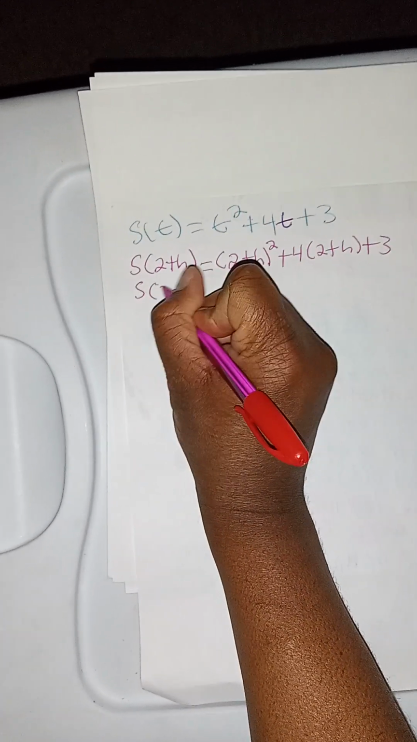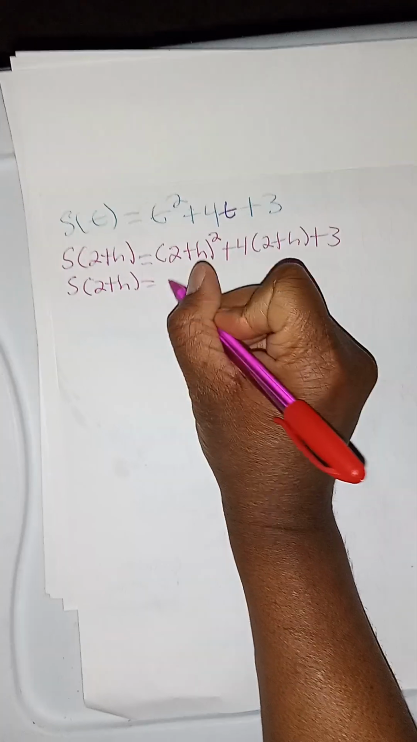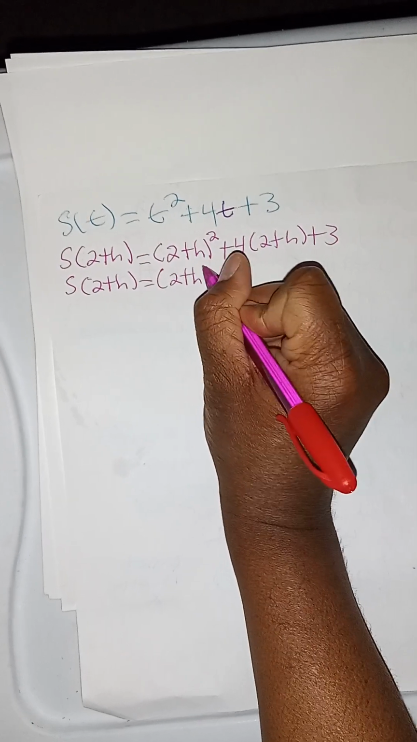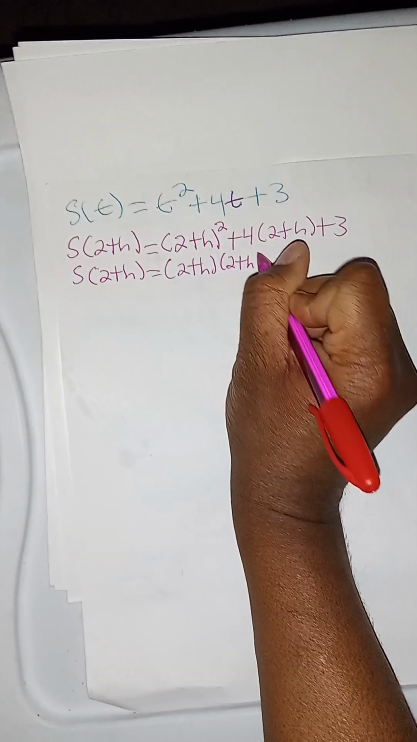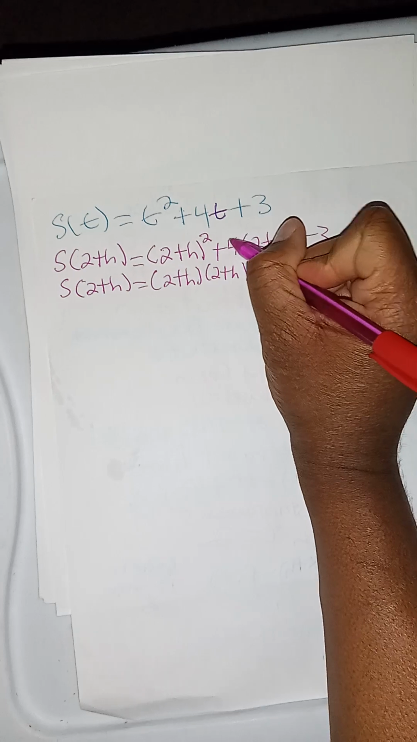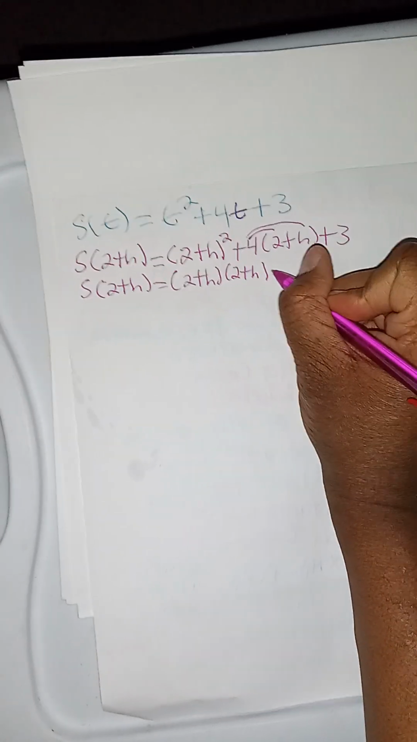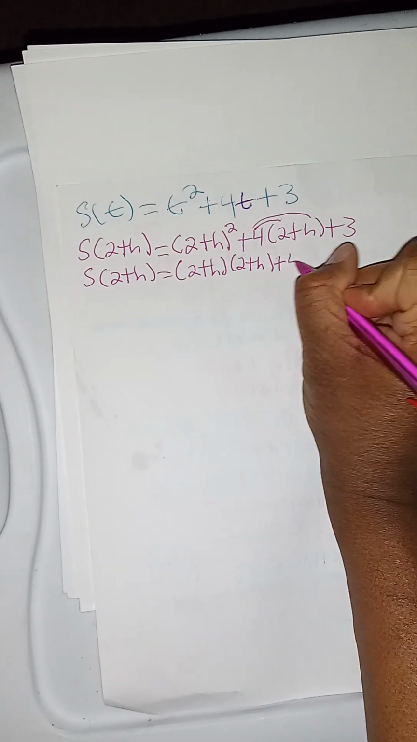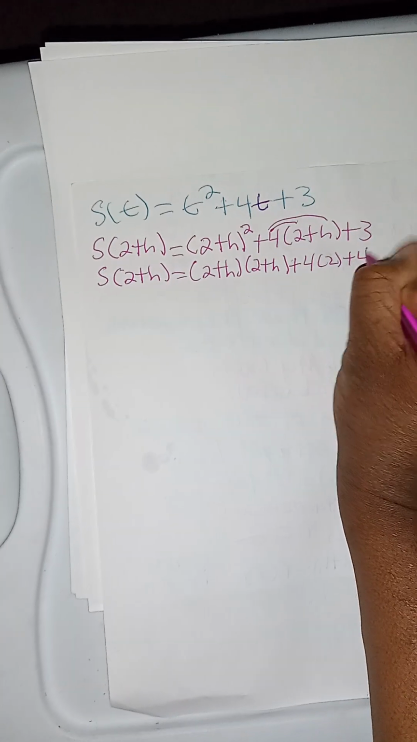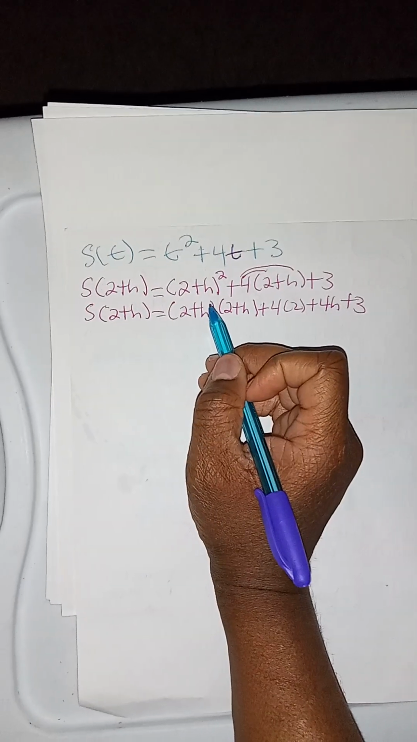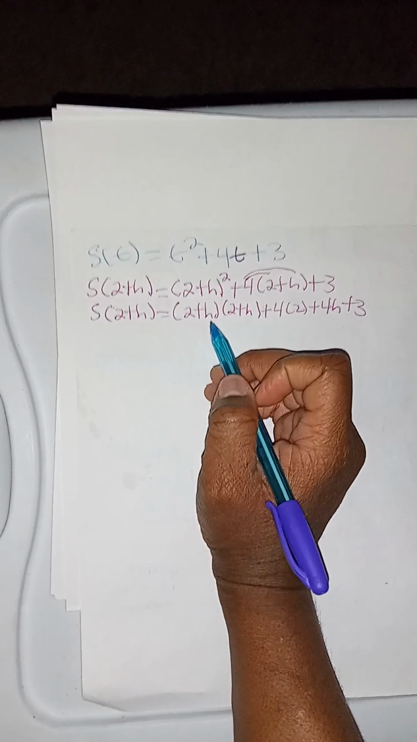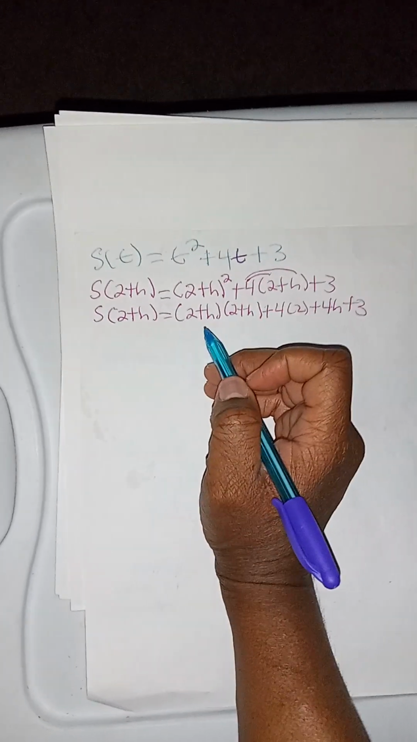So s of 2 plus h is equal to 2 plus h times 2 plus h. And we can simplify here by distributing. So plus 4 times 2 plus 4h and then plus 3. Now the first part, 2 plus h to the power of 2, is written twice because that represents the exponent, so we have to write that binomial out twice.